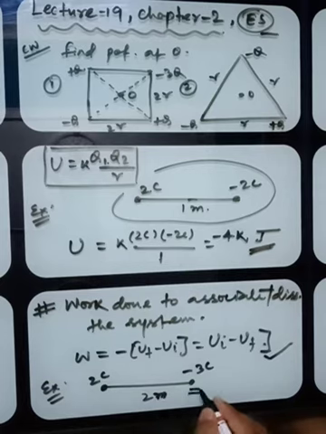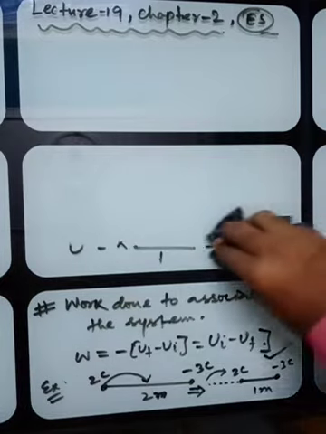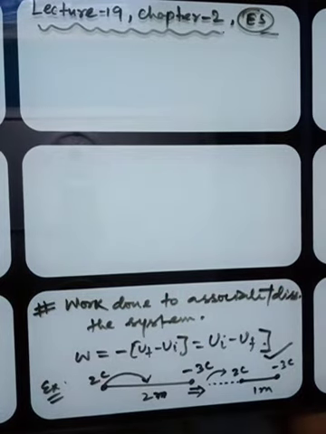Now the final system will be 2 coulomb and minus 3 coulomb, and the distance remains 1 meter. So how much work have you done to bring this charge from here to here? This is the question. If you can solve, try to solve, my dear student. Simply you have to find both the potential energies, and that potential energy difference will give you the work done. Okay, my dear student.